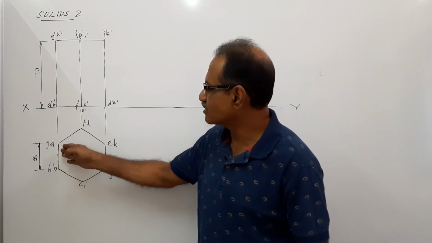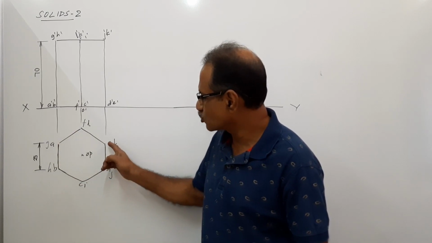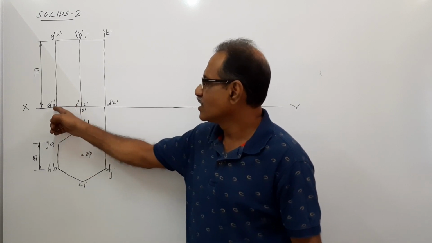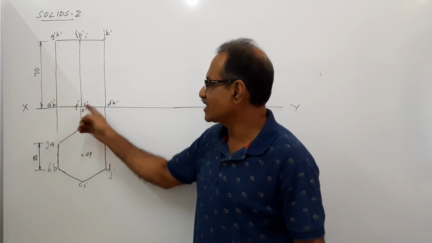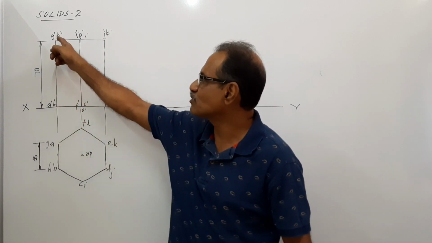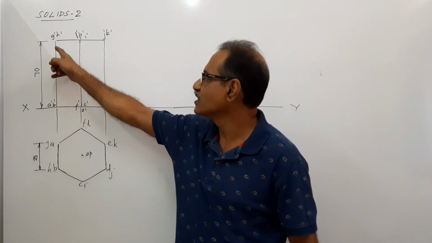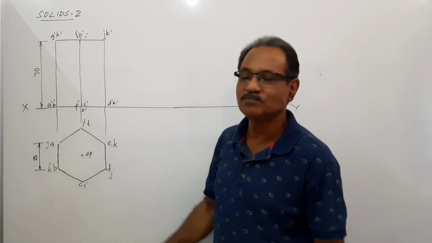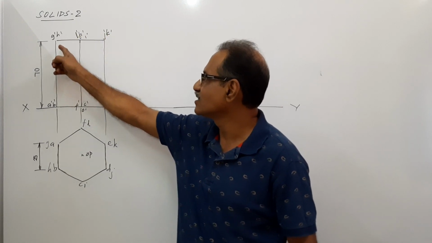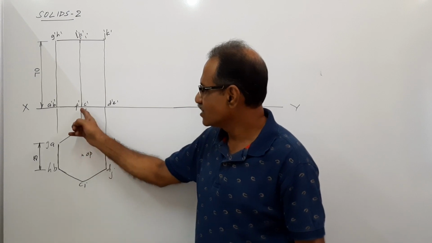Draw a vertical projector from this side. A projector through B will pass through A. A projector through D will pass through E. A projector through C will pass through O as well as F. A dash, B dash, C dash, D dash, E dash, F dash, O dash are the bottom points. Take the height of the prism 70 mm up. Side is 25, height is 70. Take 70 mm up and complete the rectangle. G dash, H dash, I dash, J dash, K dash, L dash, P dash. And the center line, C dash I dash.